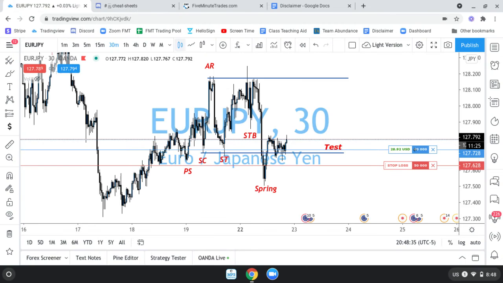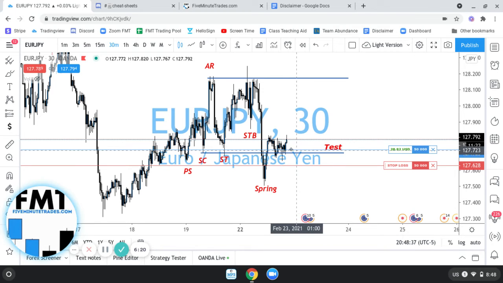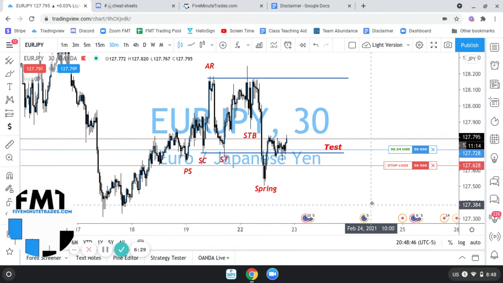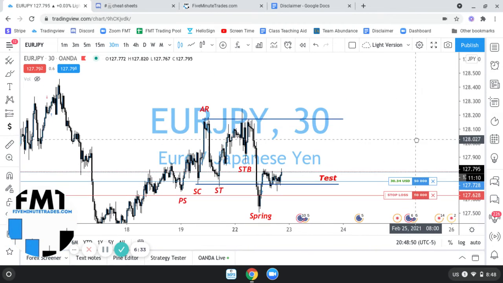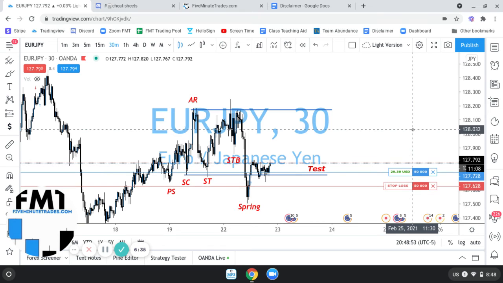So, got in on the test here. Market broke down, came back up, and tested this area here. And this is where we got in at. So now I'm going to ride this up, and that's all I have planned for this trade here.